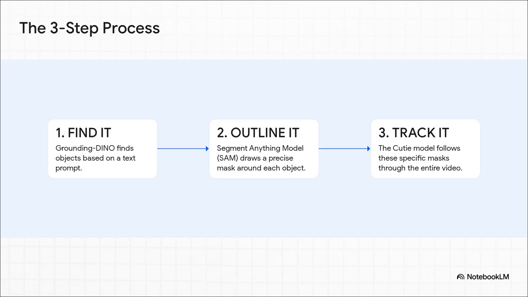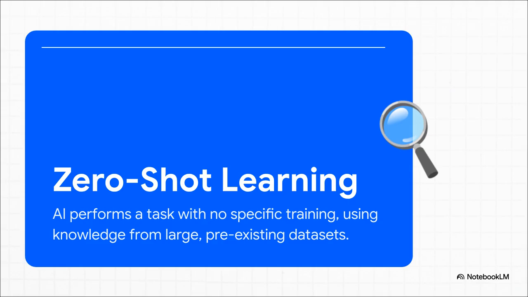Then the Outliner jumps in. This AI draws a perfect, pixel-precise digital mask around every single ant that was just found. And finally, you have the Follower. It takes those initial masks and just follows them flawlessly through the entire rest of the video. Find it, outline it, track it. That's the whole playbook.